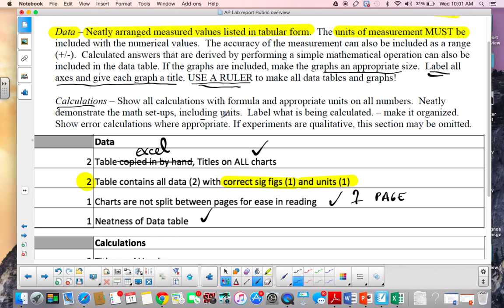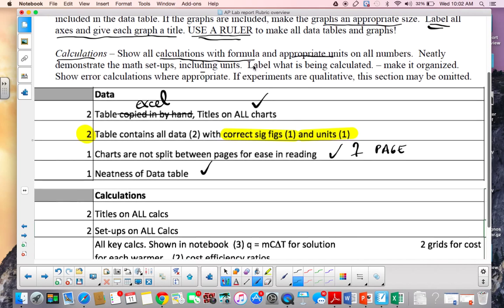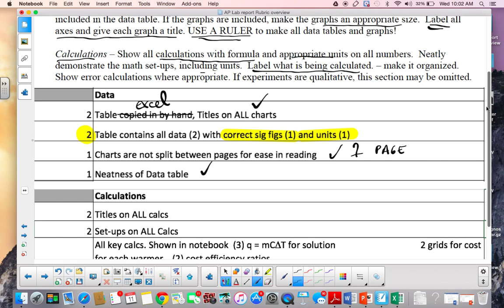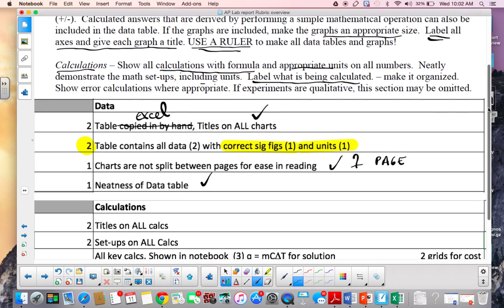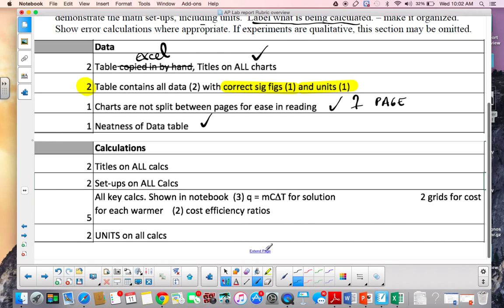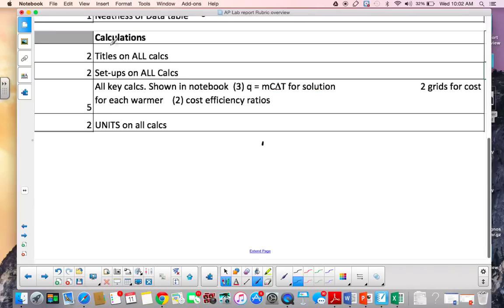Calculations. Calculations are important. Remember the trifecta. So you need to basically, any calculation you do, you have to show the formula first with the units, then same thing we do in class in the homework. Label what is being calculated. When you look back at your lab notebook, you should always be able to decide what it is you just calculated. So the first thing that is important is you put titles on all the calculations.